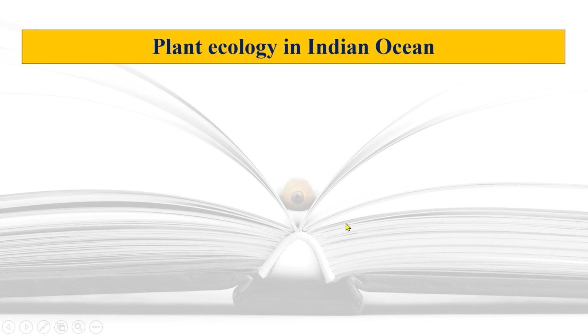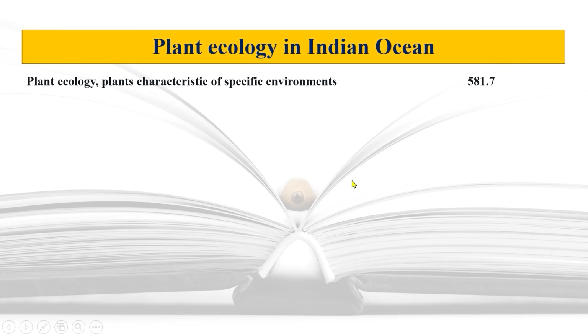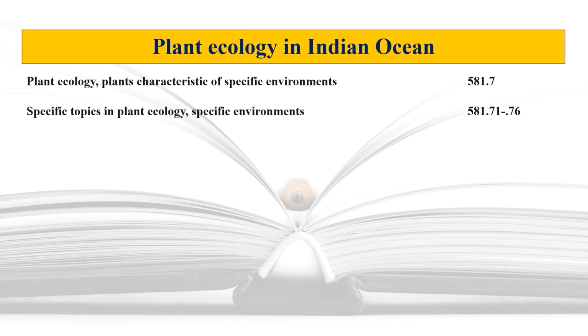So let's proceed. Firstly we will get the number for plant ecology, plant characteristic of specific environment. In the ocean environment the ecology is different from the desert environment, you know that. So the number is 581.7. Then the specific topic in plant ecology, or the specific environment, comes under 581.712.76. Here is a range of numbers.